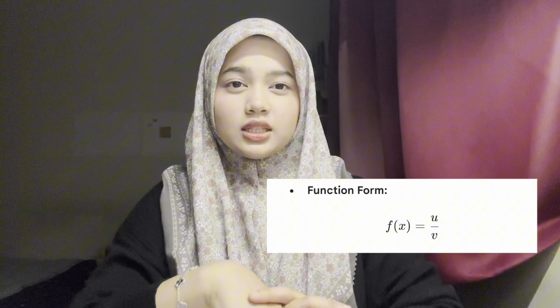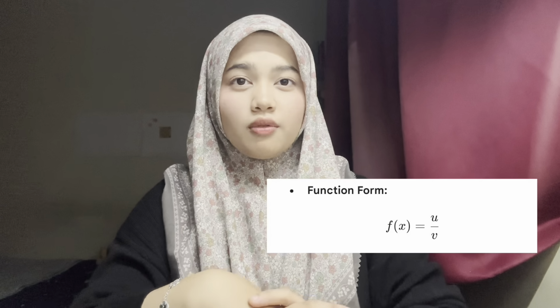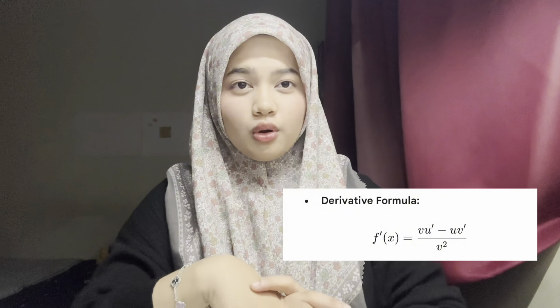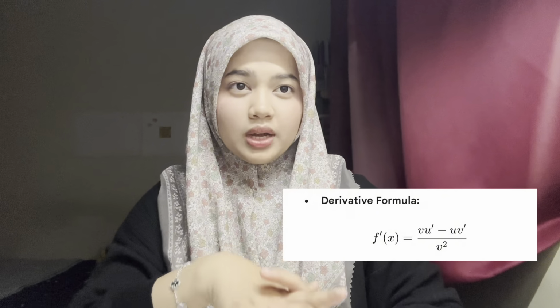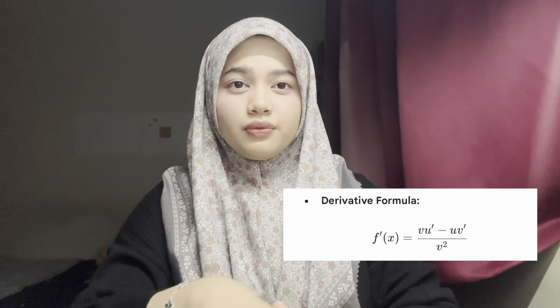So the third technique is quotient rule. Quotient rule is used when one function is divided by another, which is u(x) over v(x). The formula is f(x) equals u over v, where the derivative of u over v is f prime x equals v u prime minus u v prime over v to the power of 2.